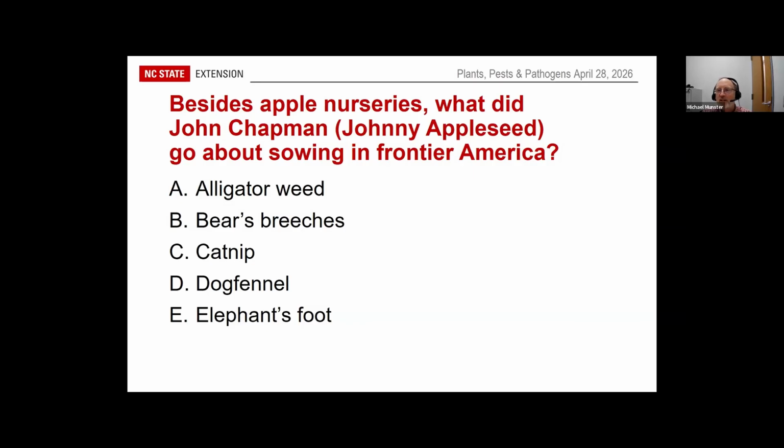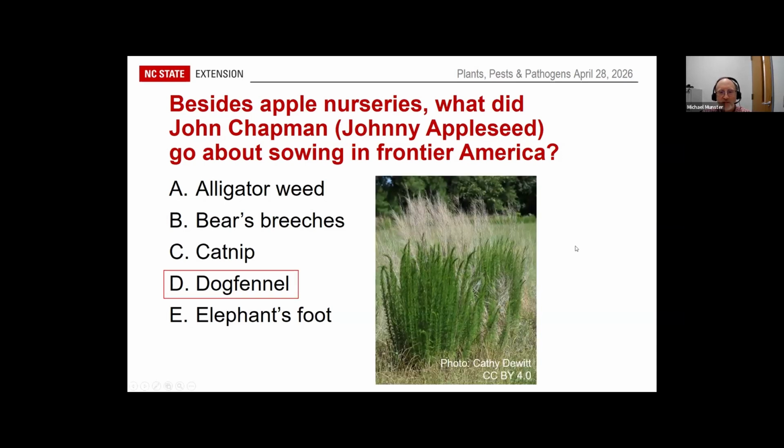So it looks like a plurality, almost a majority, said D, dog fennel. And in fact, that is the correct answer. Apparently Mr. Chapman believed that there were some medicinal properties to it, and he spread those around with me. It is native, but it has a tendency to be weedy.